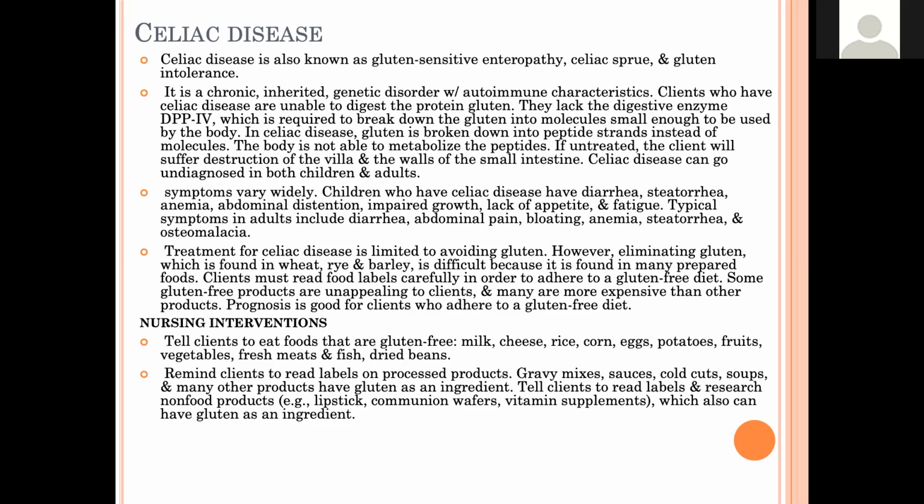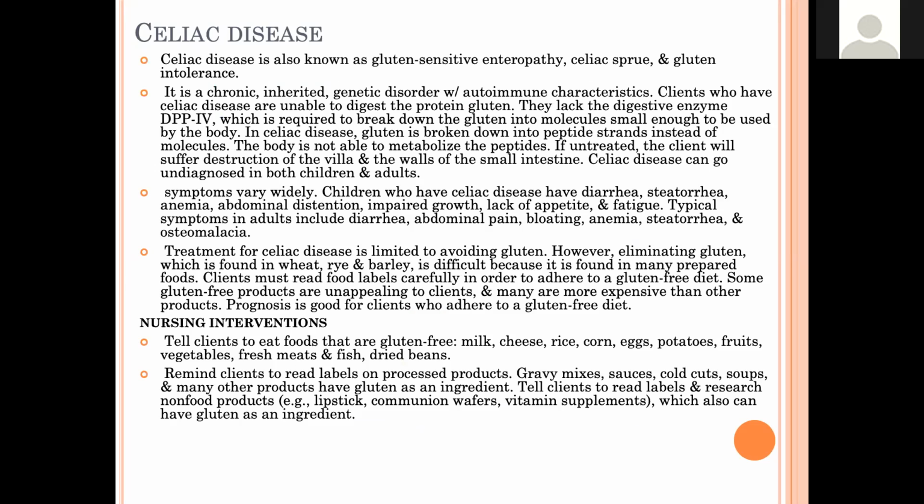So again, this is a disorder that's part genetic. It's gluten sensitivity, and gluten is a protein in flour that causes in these individuals an autoimmune response. So what that means then is that your white blood cells turn and attack the lining of your digestive system.